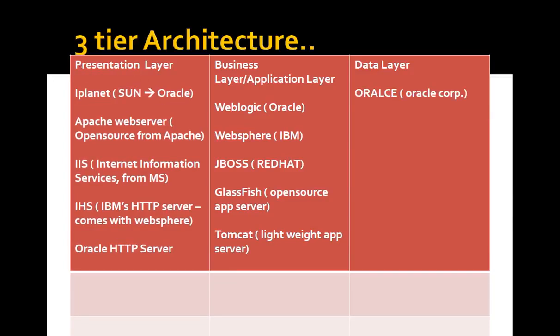Then you got the data layer. I think there's a problem here in the PPT, so let's make sure this is the business layer. In the data layer, if you come down to the third column, you got Oracle. That's a database, the most popular database for small transactions, not necessarily the warehouse. There are other databases for warehouse-based DB. This is for OLTP. Oracle is probably the most popular one.